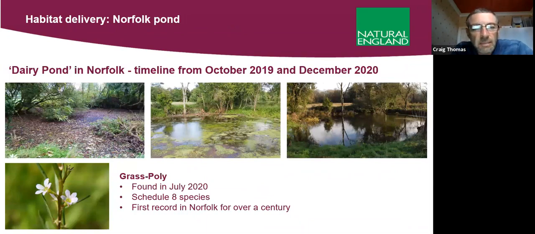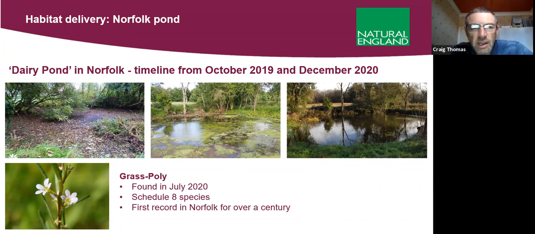I want to touch on Dairy Pond. I think those of you that were present on the webinar last week will probably mention this species and this pond. So this was delivered by the Norfolk Ponds Project for us. It was a pond restoration. As you can see on the top left there, it was a heavily overgrown pond, very little if no water in it, certainly impossible to maintain a population of GCN.